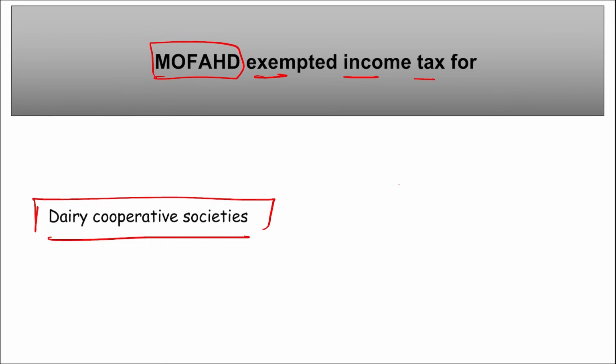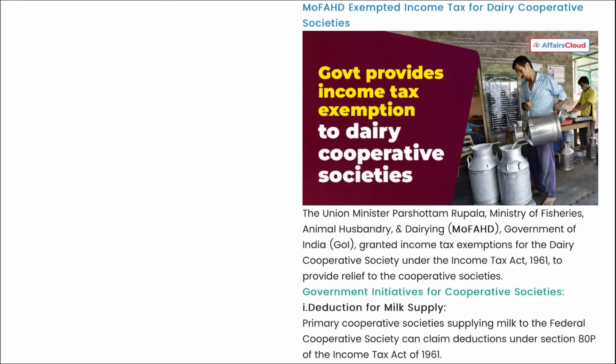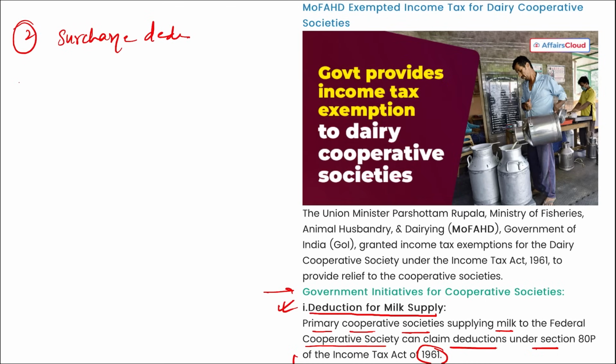Here you can see the deduction for the milk supply. The primary government initiative for these cooperative societies is deduction for the milk supply. Here you can see primary cooperative societies supplying milk to the Federal Cooperative Society can claim deductions under Section 80P of the Income Tax Act of 1961. Then there can be a surcharge deduction. Then alternate minimum tax adjustment can be there. Correct. And there is a higher TDS limit for these cooperative societies.